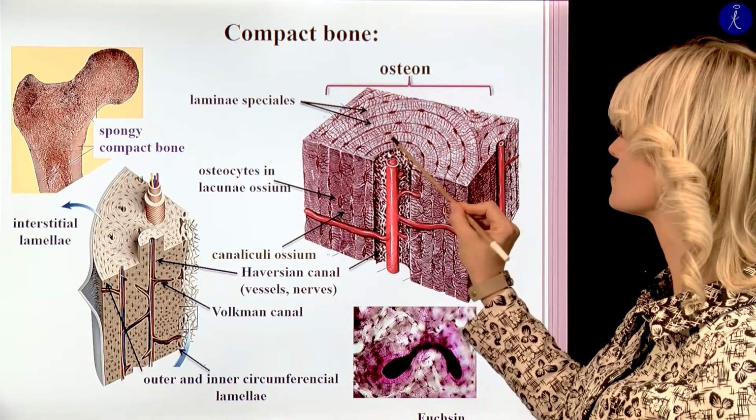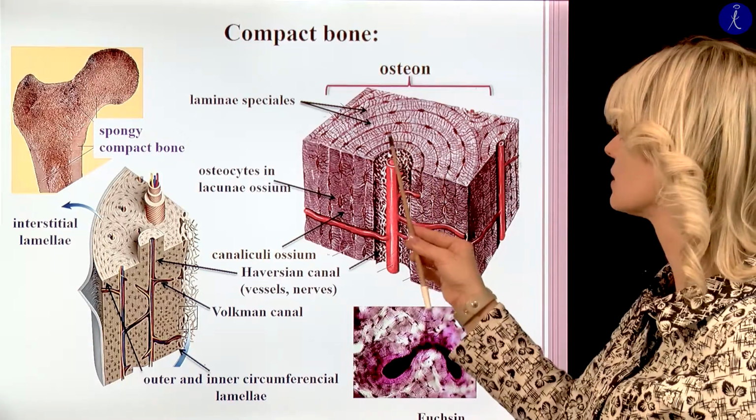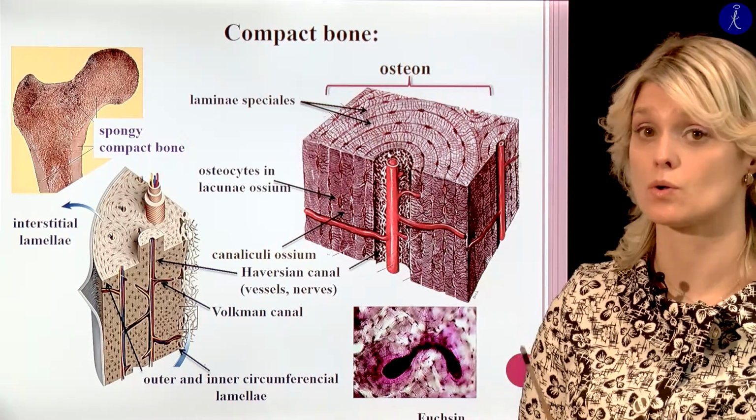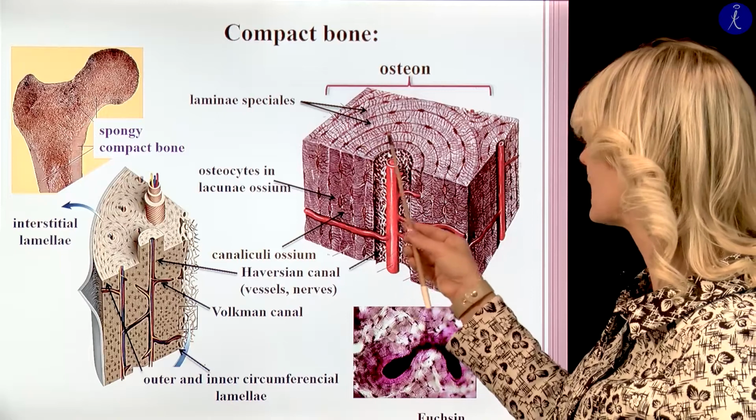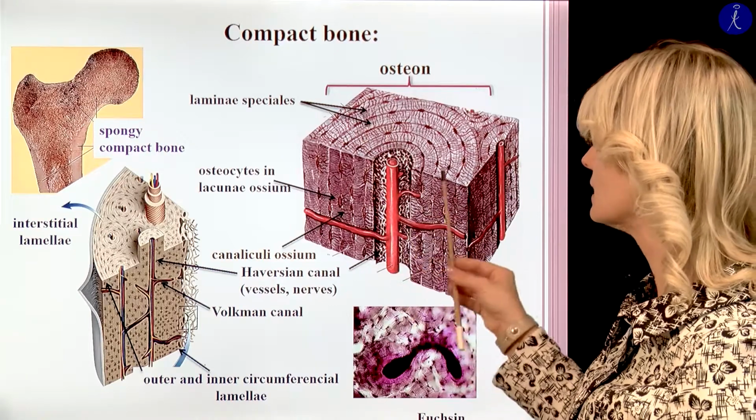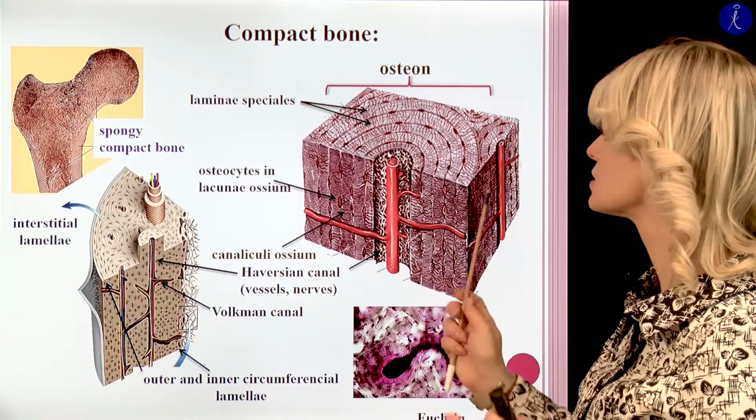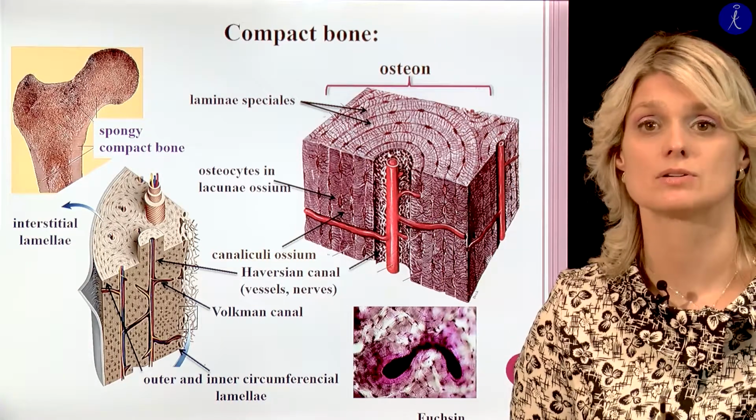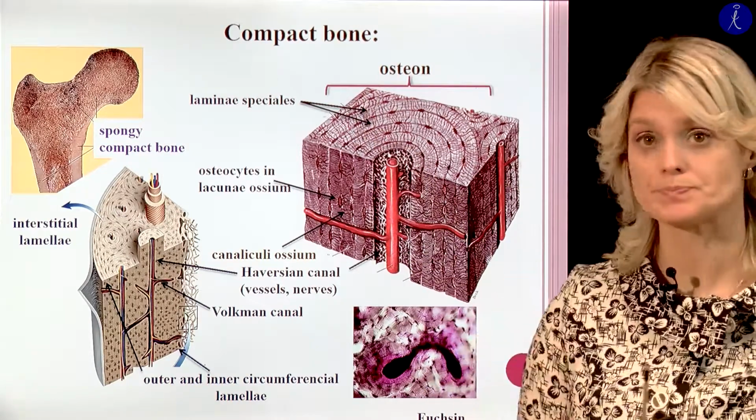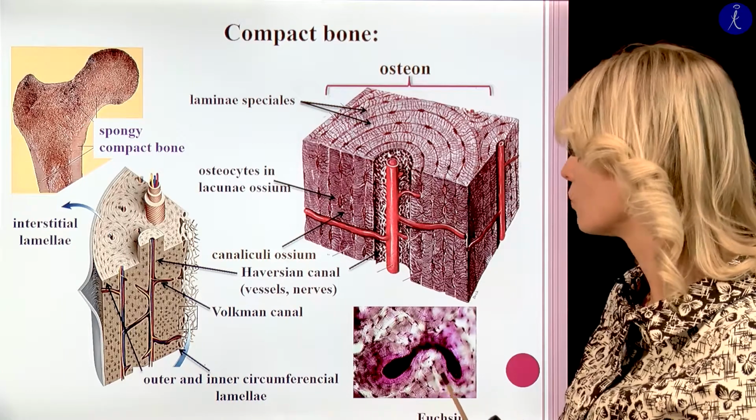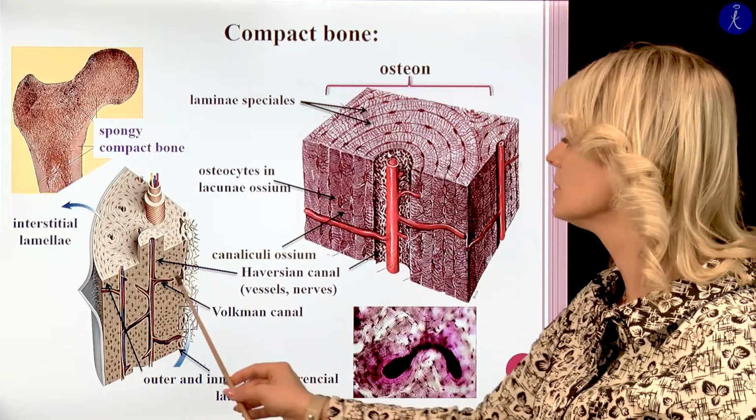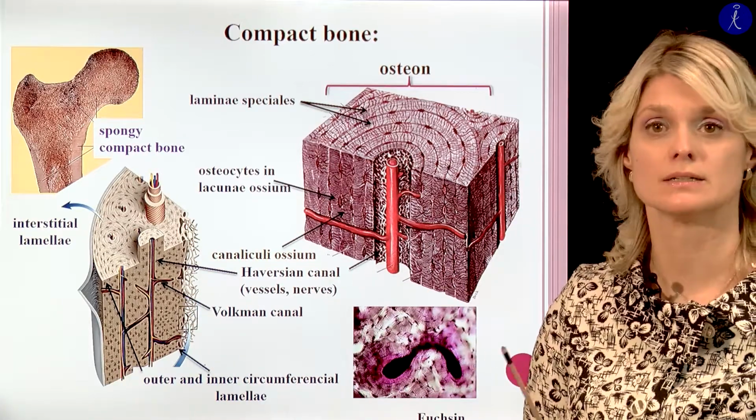You see the projections which will communicate with each other through the canaliculi, and between them we have the intercellular substance with the collagen fibers and the organic and inorganic part of the bony tissue. These laminae are called lamellae around, and because of this very special arrangement of the intercellular substance, the bone will be very strong and can form the whole basis of the body. And of course, between the Haversian canals we have communication. These are the Volkmann canals.